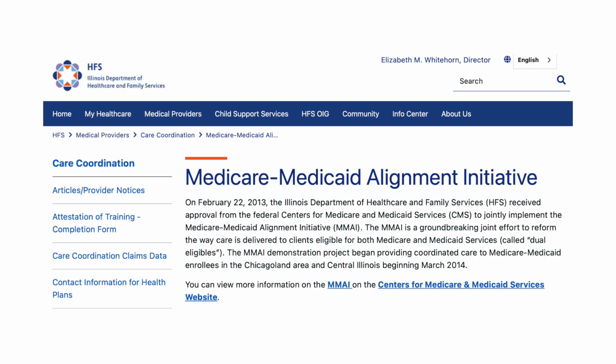Now, what's interesting is even though they passed this act a long time ago, in the state of Illinois where I'm at, we do not currently have D-SNP plans. Why is this? Well, our state passed a separate law that says we will be making available an MMAI plan. What is MMAI? It's Medicare Medicaid alignment plans. I don't know, there's an I in there and I forgot what it stands for.